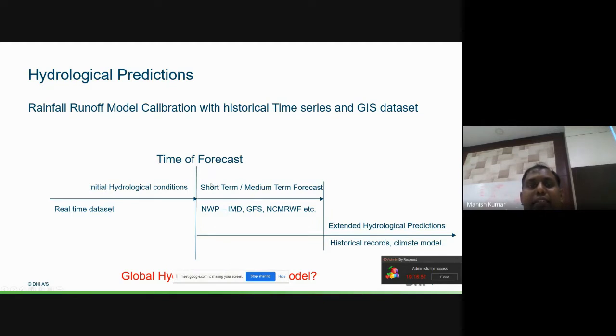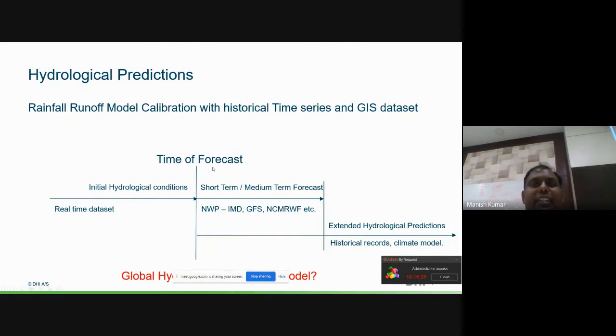And every day this time of forecast will change. It will go to the next day, then till here you will have real-time data, and for the next days you will have a 10 days forecast. So all this process is automated through scripting. So basically you have real-time data, you have meteorological forecast, and then you can use historical record or climate model to extend this prediction.